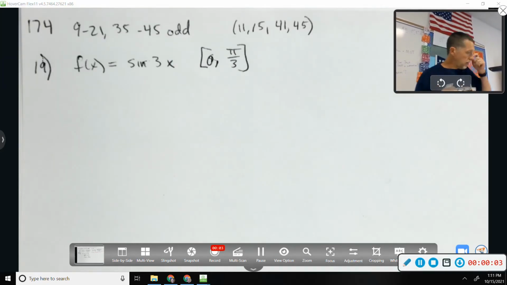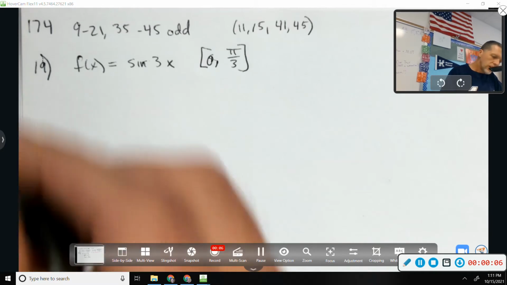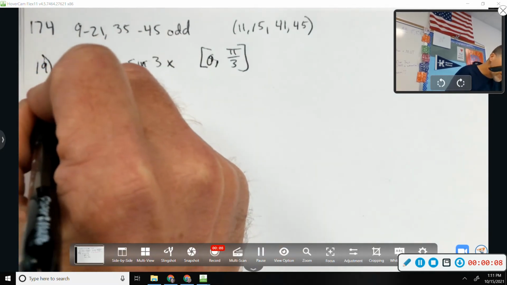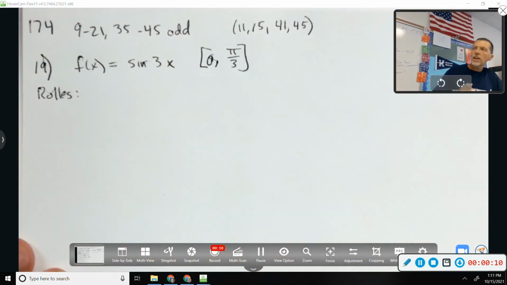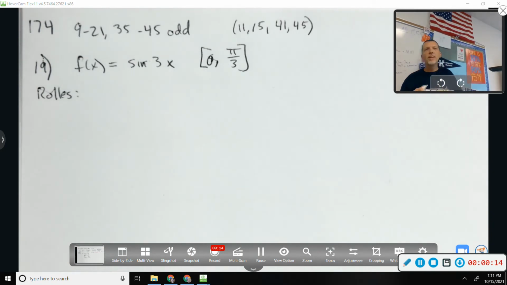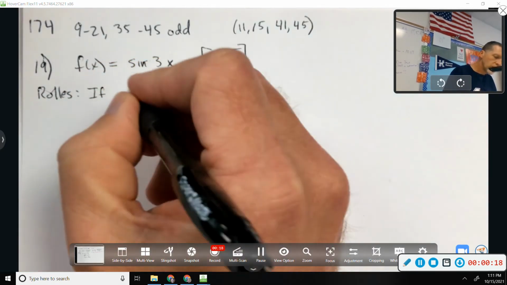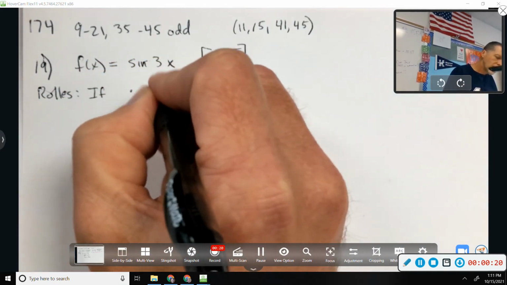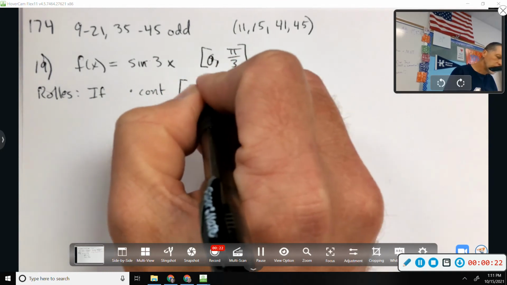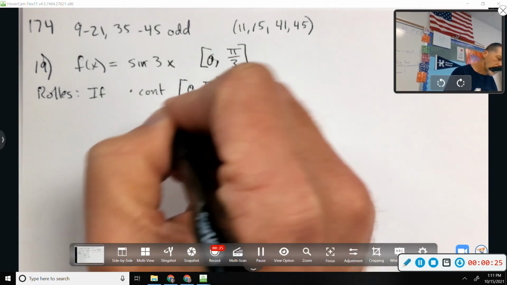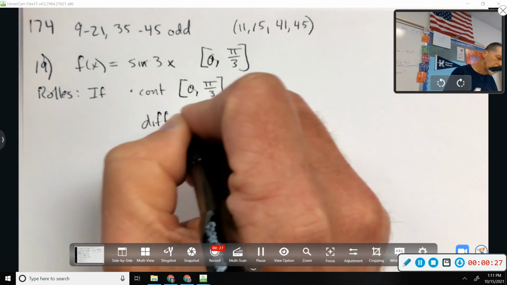So 19 from page 174. This is in the Rolle's section. And so it asks us to verify that Rolle's theorem works and then use the conclusion of Rolle's. So the if part is continuous on the closed interval and differentiable on the open interval.